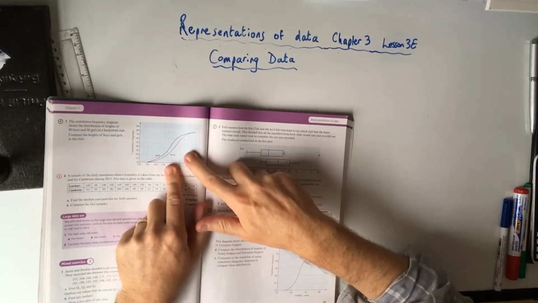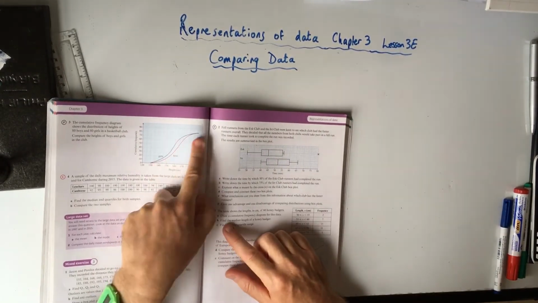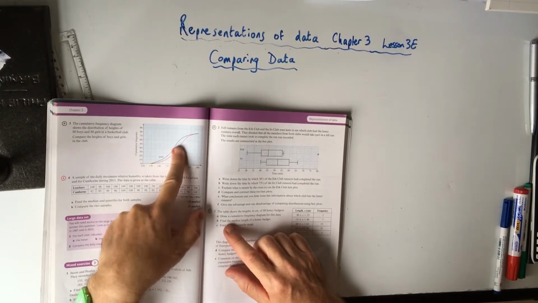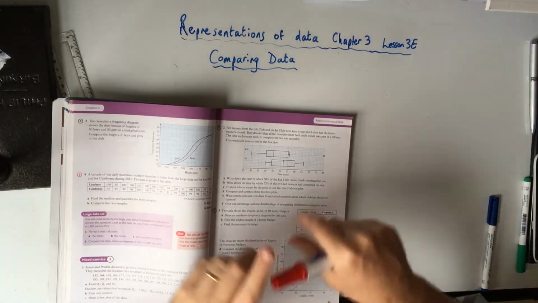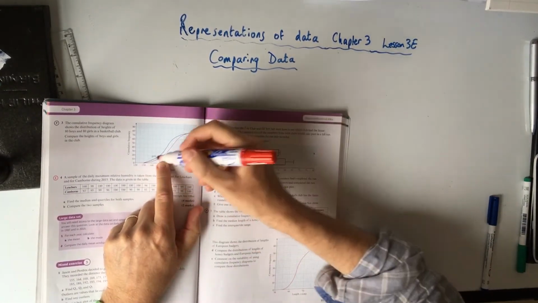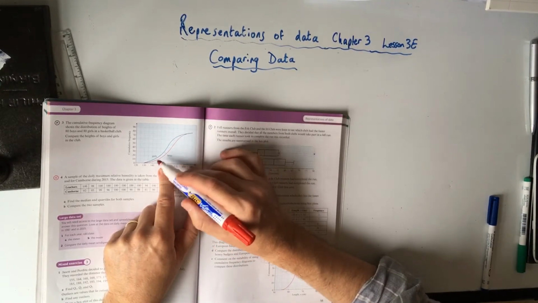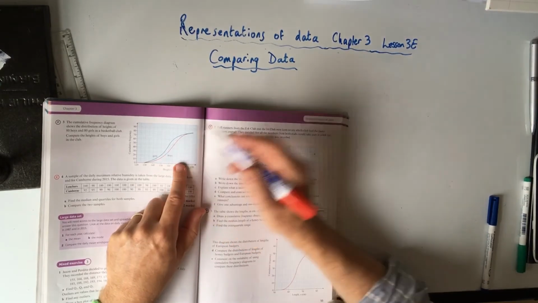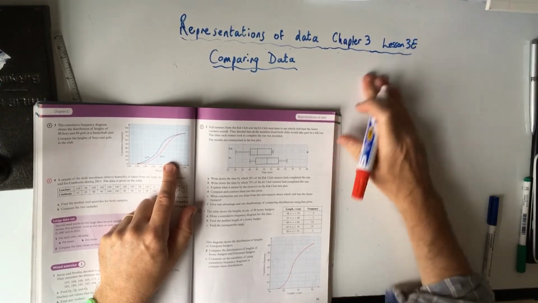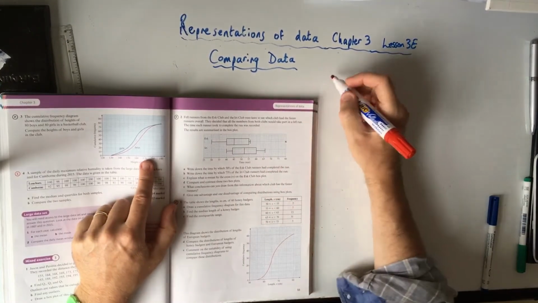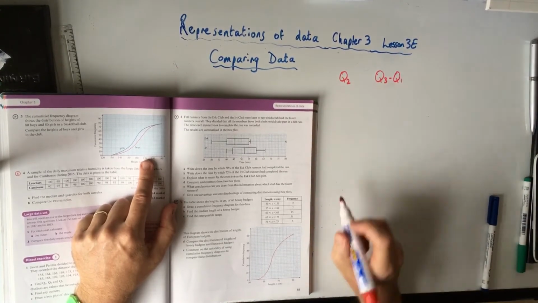Here you can see boys' and girls' heights for a basketball club, cumulative frequency drawn on the same graph. If you were doing that, they've not given you the data. You'd have to read it off yourself. The girls are in blue and the boys are in red here. So if I did the girls, I'm going to do the median, Q2, and then Q3 minus Q1. So you'd have to work that out yourself.